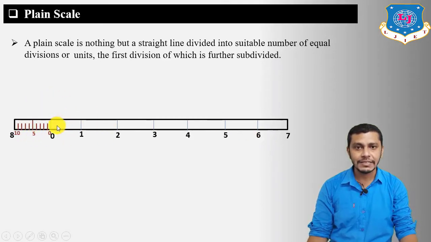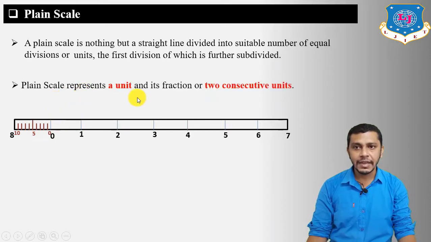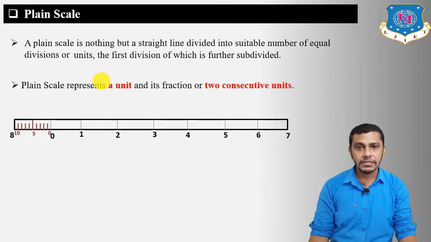So this is a plane scale in which the given length is divided into some number of main divisions. It should be equal, and the first main division is divided into subdivisions. A plane scale represents a unit and its fraction, or two consecutive units. Just as we have shown in the unit conversions, which are consecutive units.